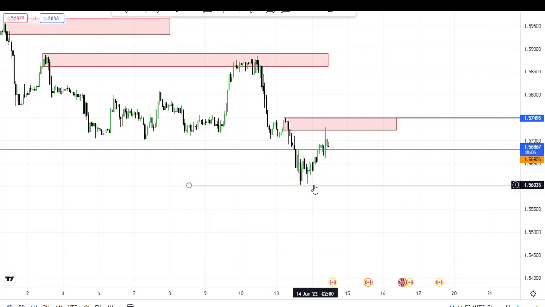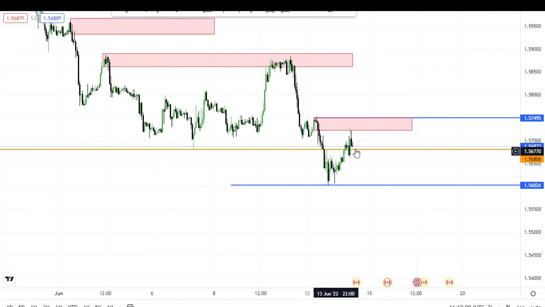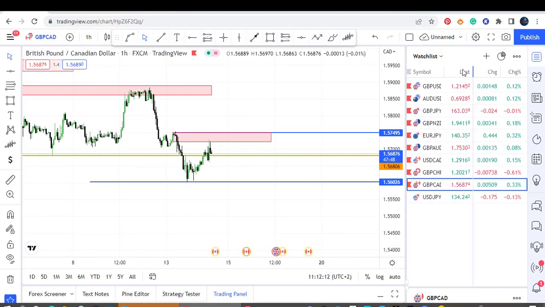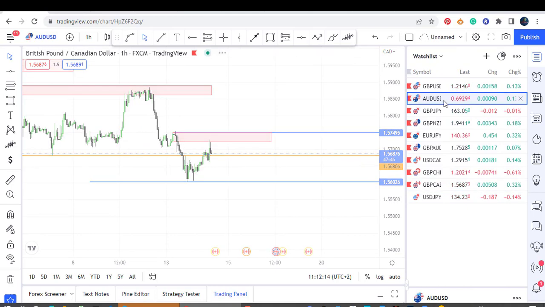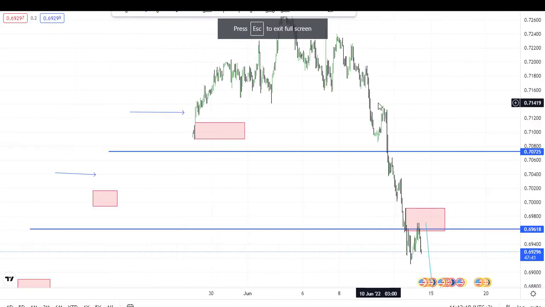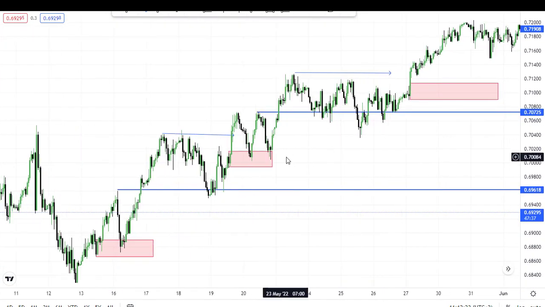So if we enter close to the low, the next target is the high. If we enter close to the high, the next target is the what? Is the low. So you might want to write this down so that you don't forget how to treat these things. So this was GBP CAD, and we are going to look at AUD USD and see how this was behaving. So we start from here.